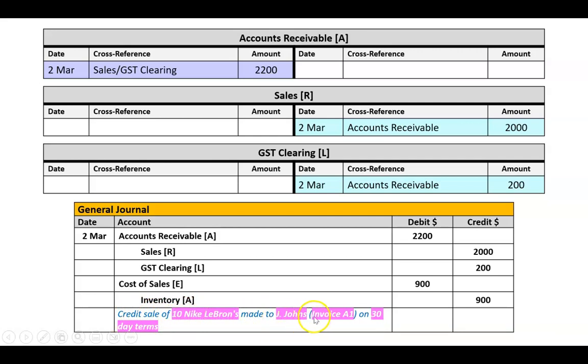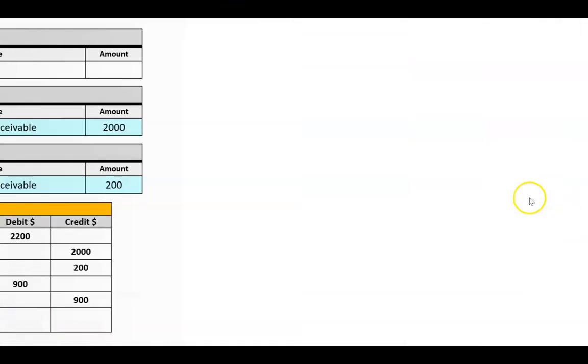Johns. I can see the document number. That's probably the most important. And I can also see it says 30-day terms, which we'll look at what that means later in the chapter. But for now, I can see that this account is due within 30 days. So I've got so much more information by doing the general journal before I actually do all these ledgers.